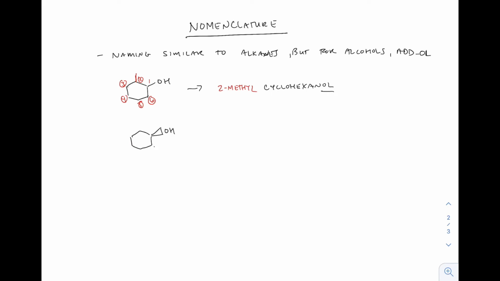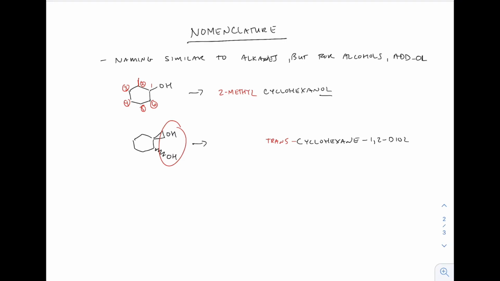So now there are some extra things to add, like when you have 2 OH groups on there, you would call this a diol. So like 2 alcohols, diol. And so rather than changing the ending, you keep cyclohexane, but then you add 1,2-diol because those are in the 1,2 position. So they are wedge and dash, so that is a trans-cyclohexane-1,2-diol.